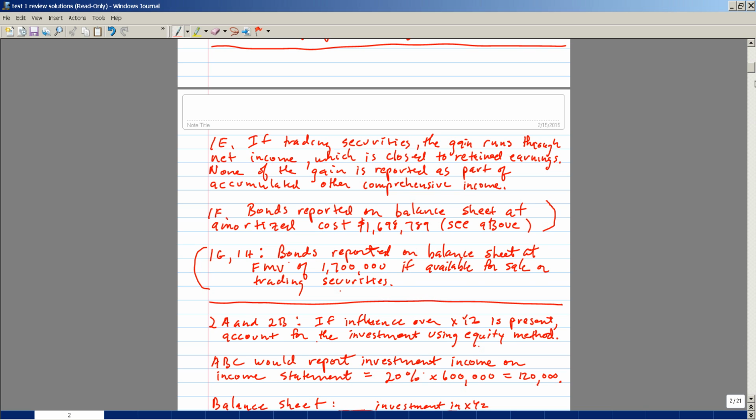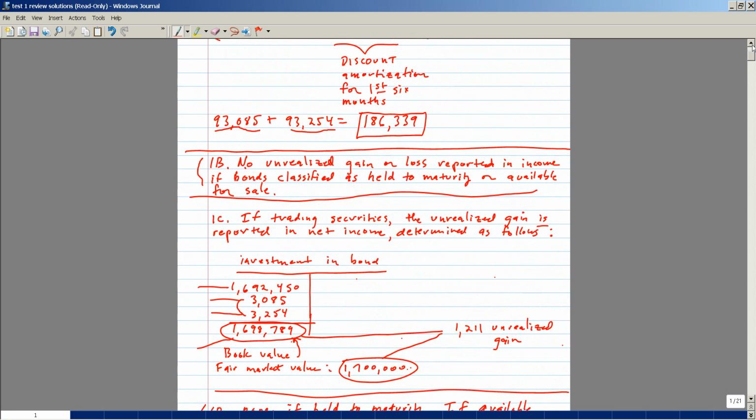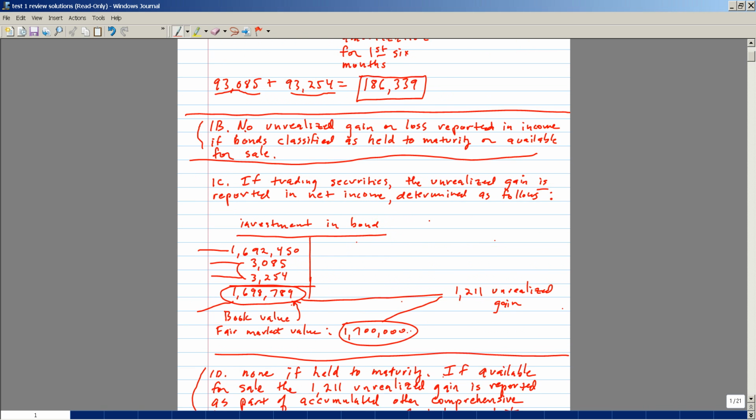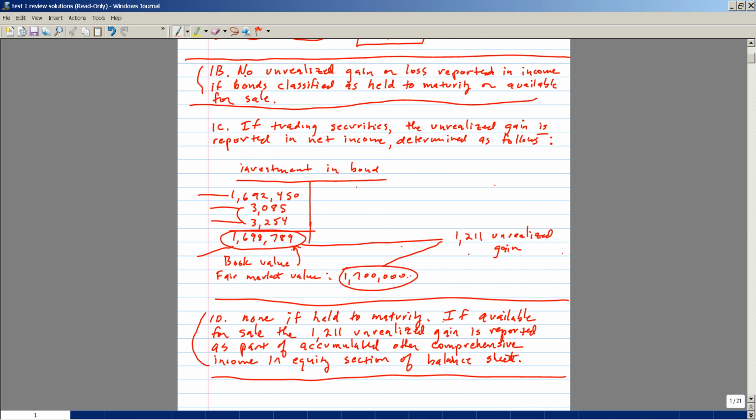Okay, so when the dust settles, here's what we got. Interest revenue in the income statement is going to be $186,339, and that's regardless of classification, regardless of whether the bonds are available for sale, trading securities, or held to maturity. The income statement effect from the recognition of interest is going to be the same. Under held to maturity accounting, the bonds are going to be reported in the asset side of the balance sheet at their amortized cost. Under available for sale and trading security classification, the bonds are going to be reported in the balance sheet at their fair market value, $1.7 million.